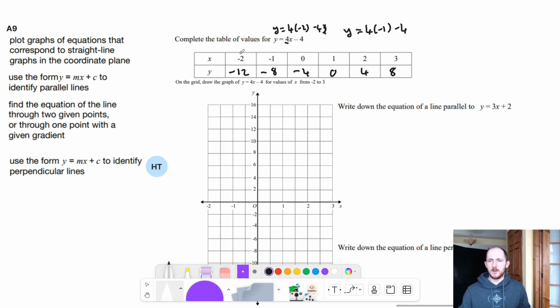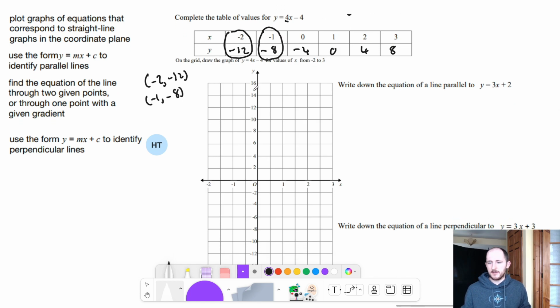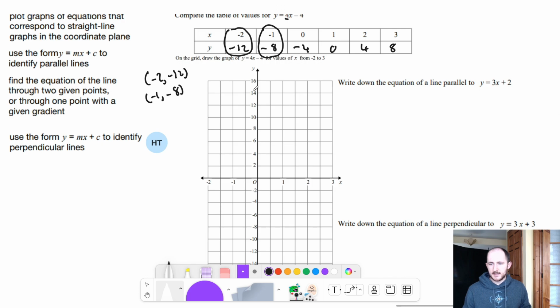Now, how do I plot these? Well, each of these values gives me a coordinate, so each pair. So this is actually the coordinate (-2, -12). This is the coordinate (-1, -8). And if you notice again, the x values go first, y values go second. So (-2, -12), I'm going to have to scroll down a little bit for this. I go -2 on the x-axis down to -12, and I put a little x. (-1, -8). Go along to -1, down to -8. Put a little x. (0, -4).